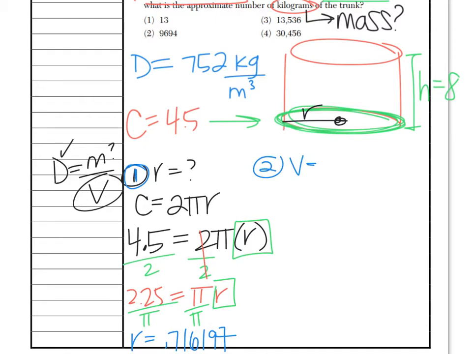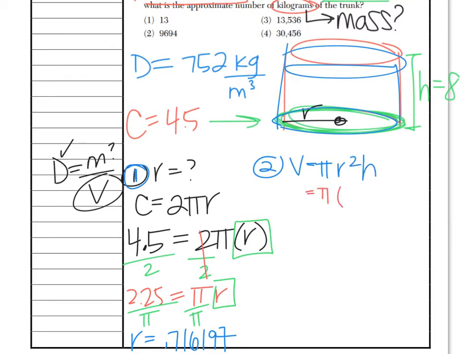After we found the radius, now we're going to find the volume. The tree trunk is a cylinder, right? Volume equals pi r squared h, right off your reference sheet. So pi times 0.716197 squared times the height of 8. Type this right into your calculator, get a nasty number again, that's okay. Type the pi in as well, so it's 12.89154.